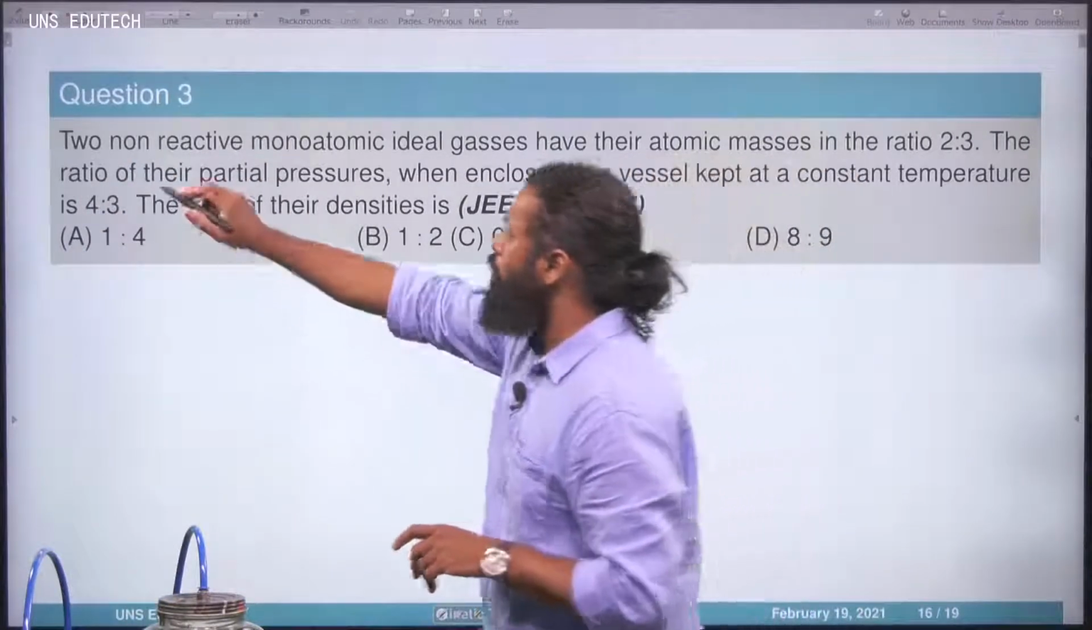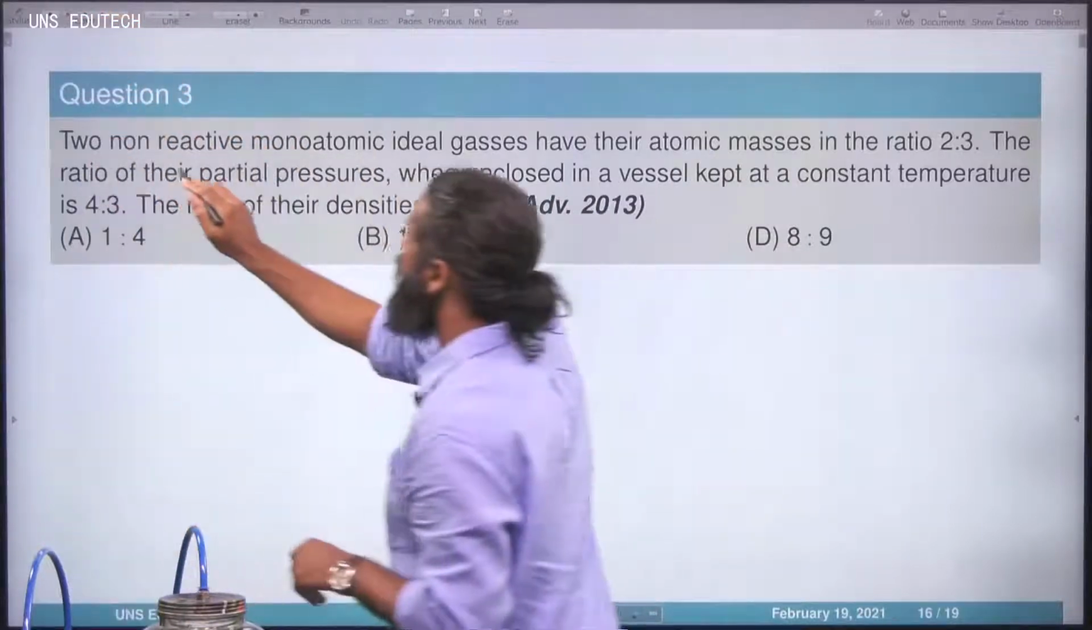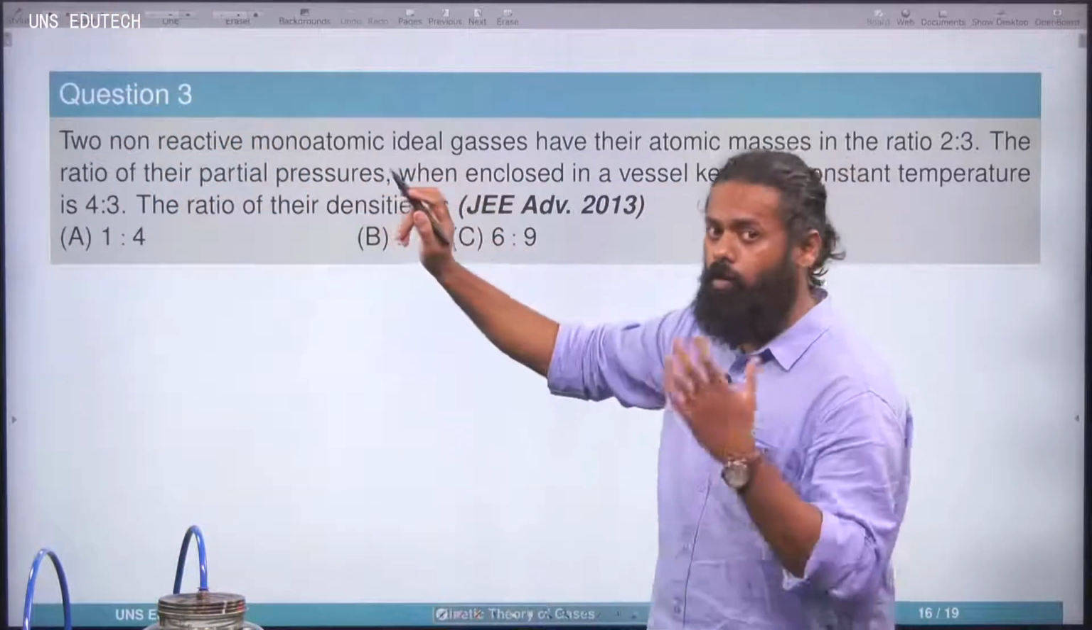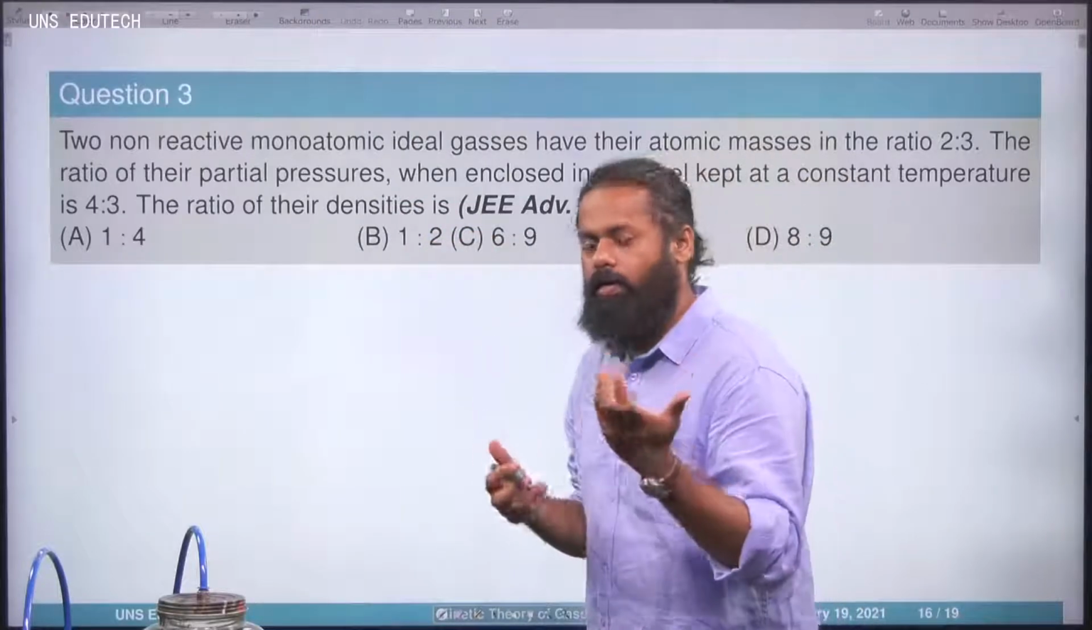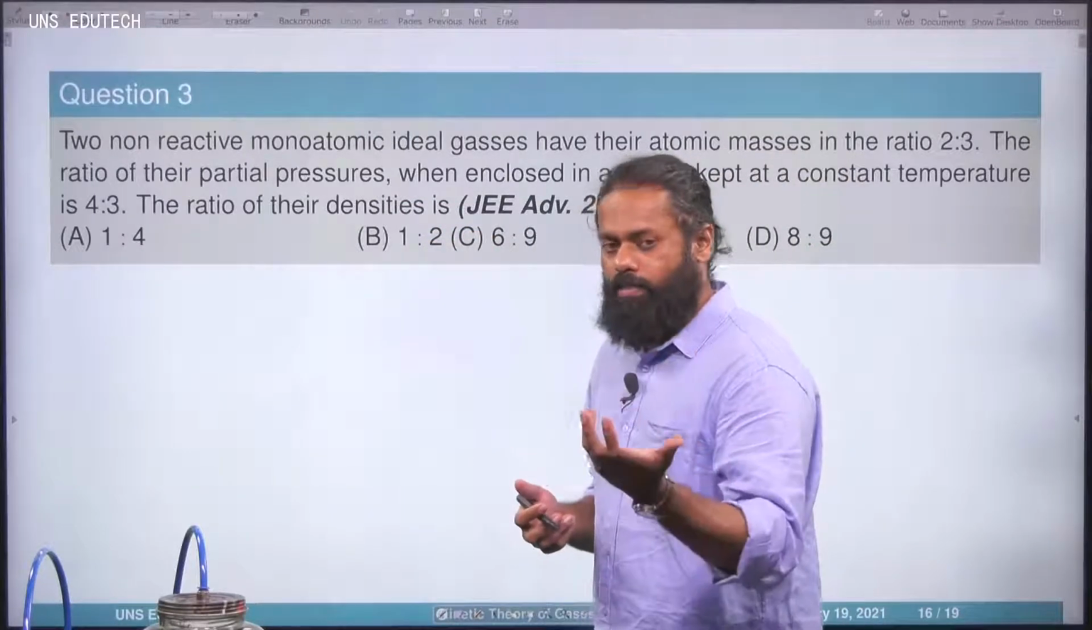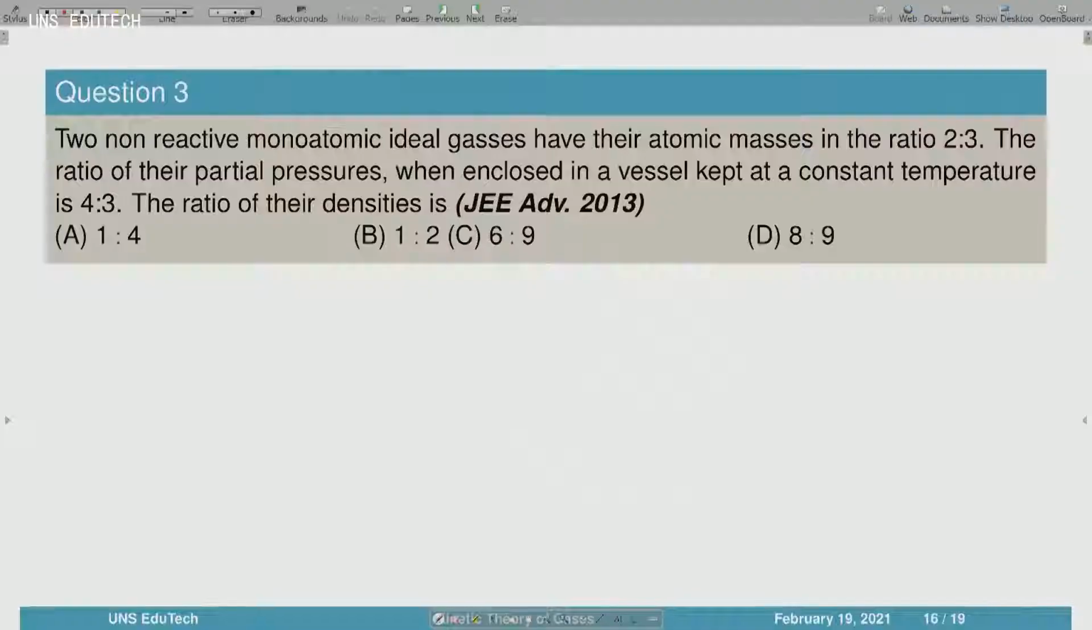See, two non-reactive monoatomic gases. Monoatomic means one atom is there. For example, argon is monoatomic, radon is monoatomic, helium as well. So monoatomic ideal gases, whose atomic mass is in the ratio 2:3. Then the ratio of the partial pressure, when enclosed in a vessel kept at constant temperature, is 4:3.